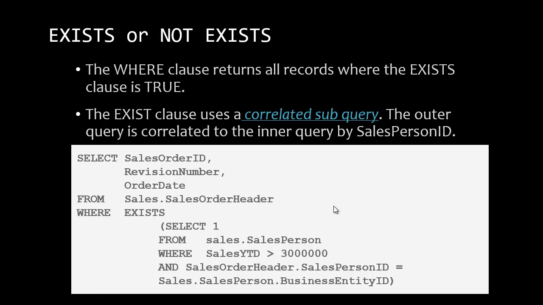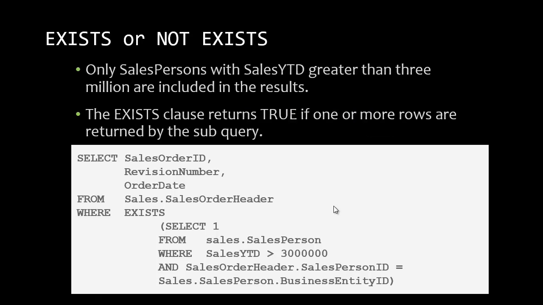Of course, you can also use not exist. Only salespeople with sales year to date greater than 3 million are included in the results. The exist clause returns true if one or more rows come back from the subquery.